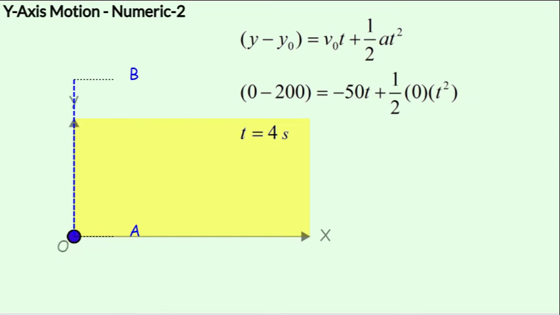And now you can begin to appreciate how quickly you can analyze problems of this nature using the approach of relative motion. And we have followed exactly the same steps each time.